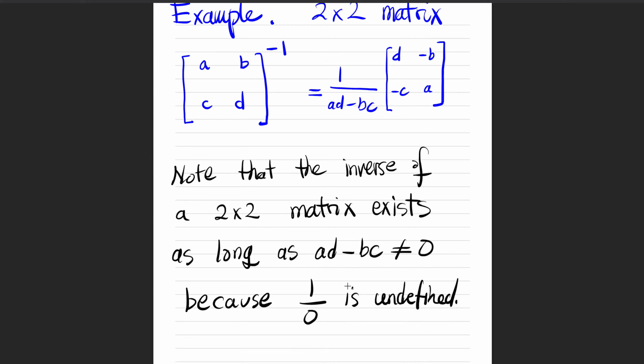Essentially, it's infinity. Okay, so now I want to speak about the interpretation of what it means for AD minus BC not to be 0. What does it mean for AD minus BC not to be 0?